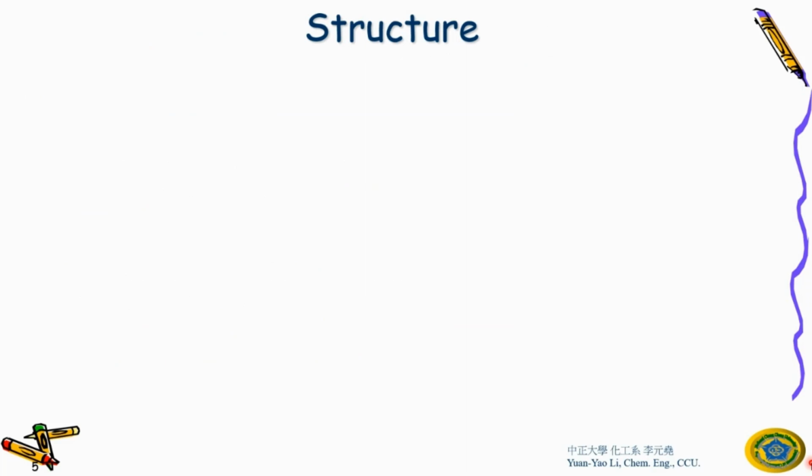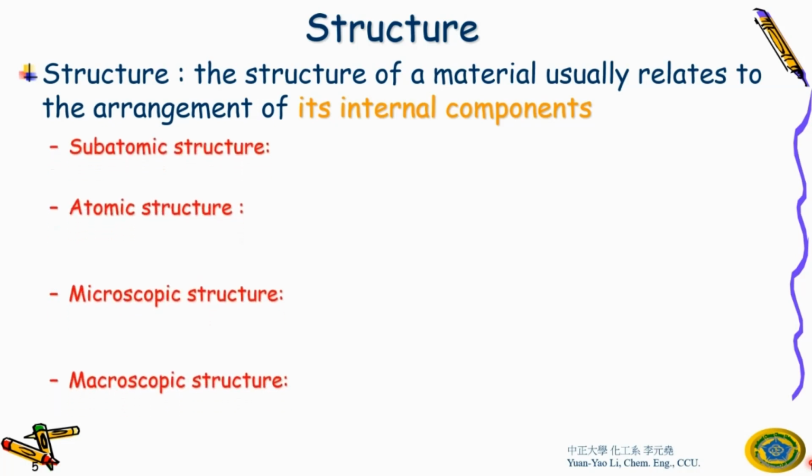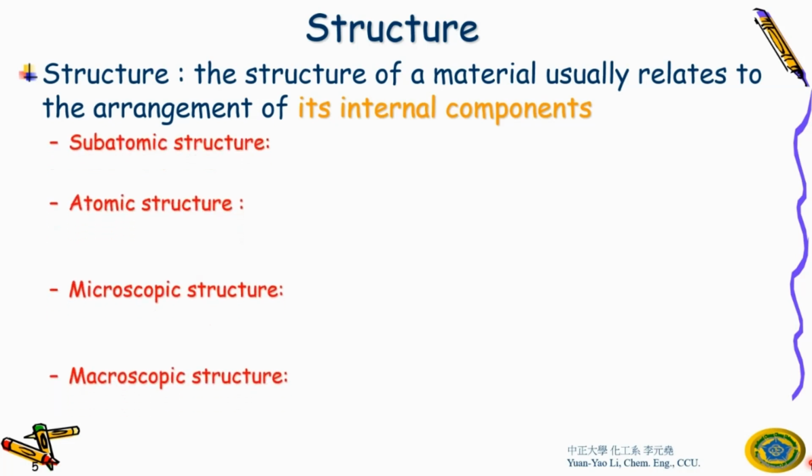However, this course is material science, right? So let's take a look at the properties and the structure. What's the structure? The structure of a material usually relates to the arrangement of its internal components. What are internal components? There are 4 parts. The first part is called subatomic structure. Inside the atom is the subatomic structure, so electrons and their interactions with the nuclei. You want to see the relationship between the electrons and the nuclei. This is one type of structure.